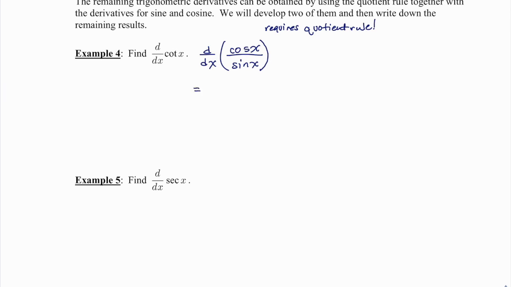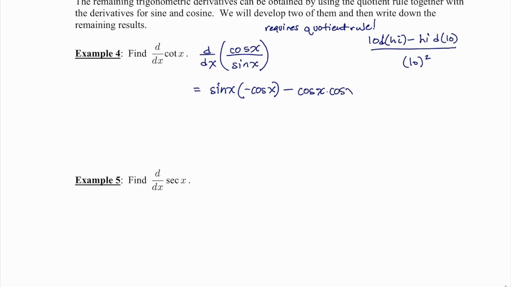So we want, again, low d high minus high d low over low squared. So low is sine of x. D high would be negative cosine of x. We want minus high, which is cosine of x. D low would also be cosine of x. And low squared is sine of x squared.